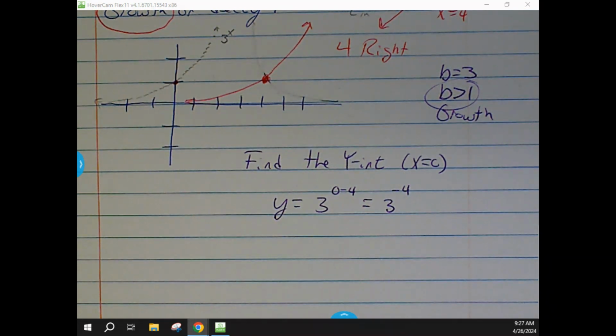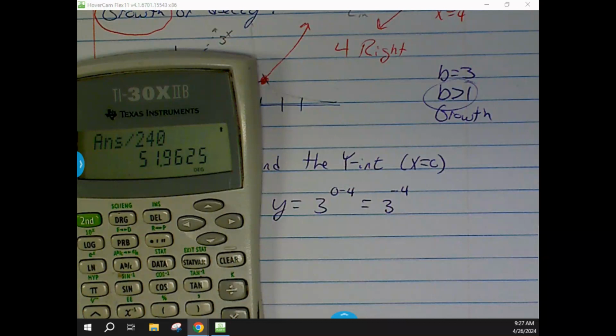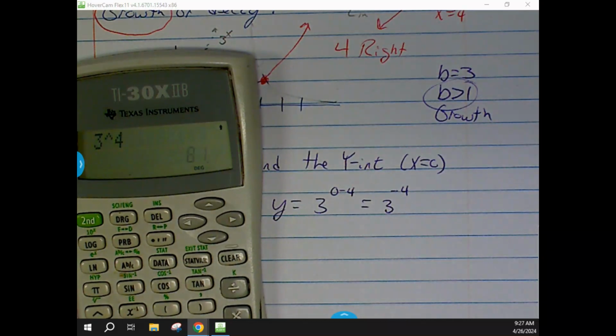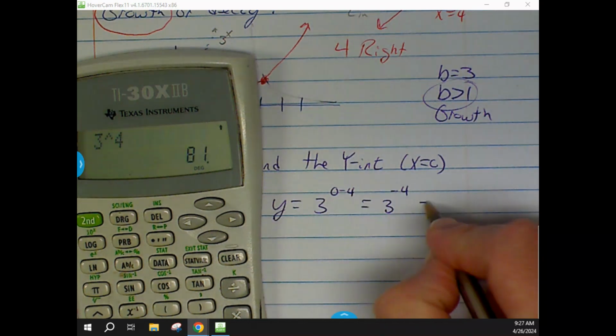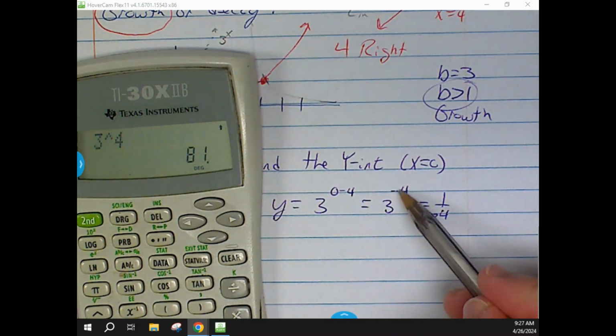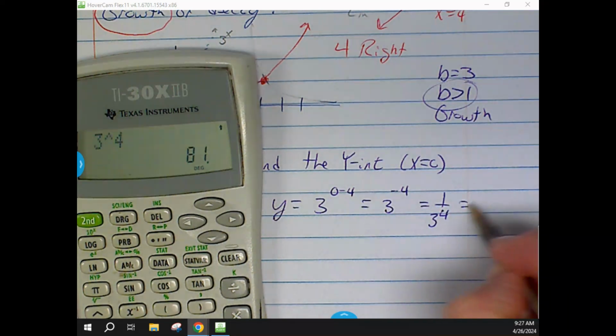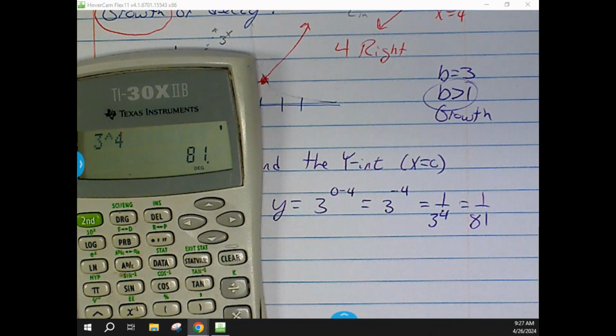Again, you can do this a couple different ways. If it's 3 to the negative 4 power, you can think that would be 1 over 3 to the 4th power. Because again, we said the only difference between a positive and a negative exponent is if it's negative, we have to write it as 1 over that number. So that could be 1 over 81.